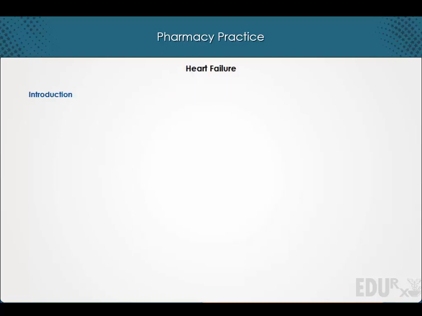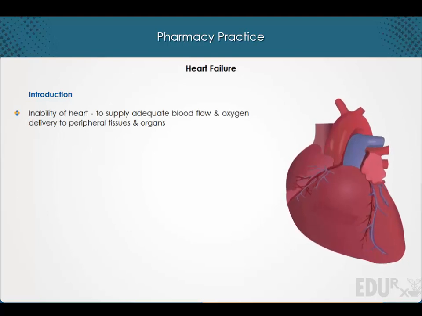The first session being a discussion on the basics of heart failure, and the second session a discussion on therapeutic choices pertaining to the management of heart failure. Heart failure is the inability of the heart to supply adequate blood flow and therefore oxygen delivery to peripheral tissues and organs.